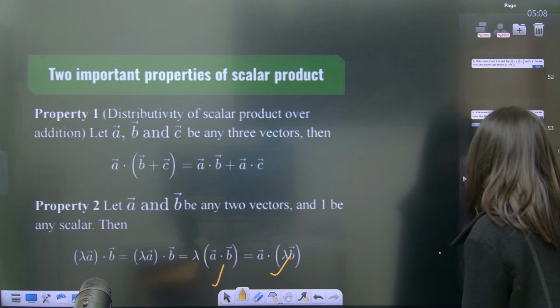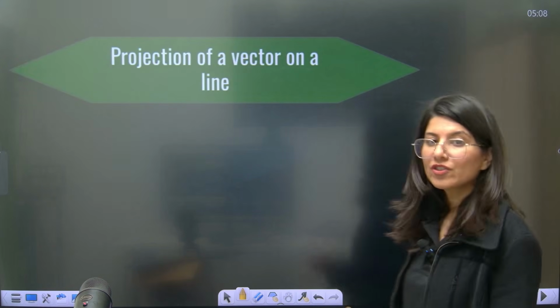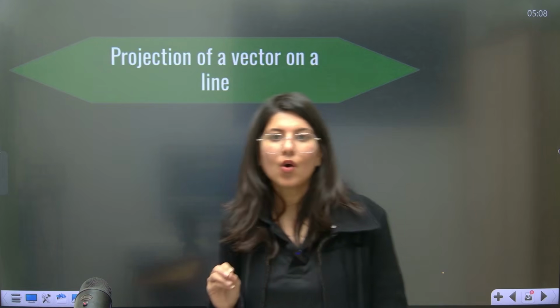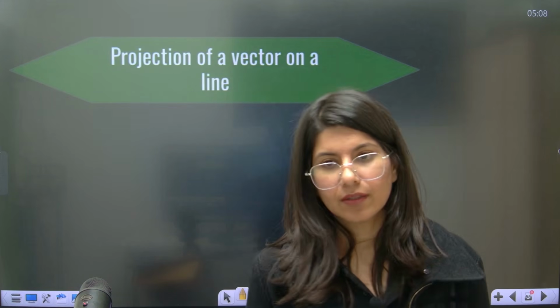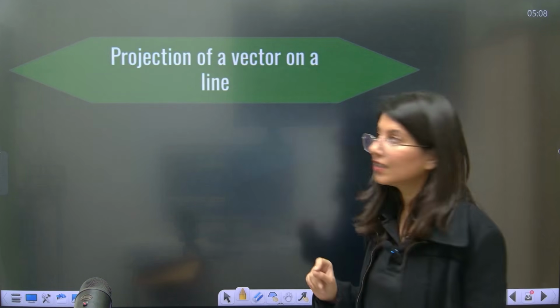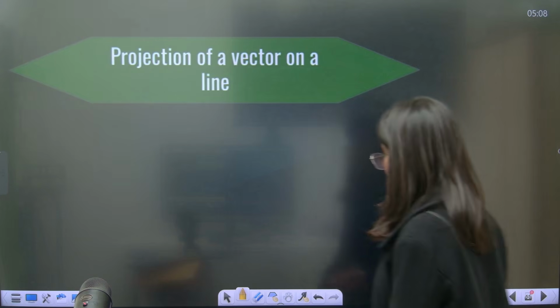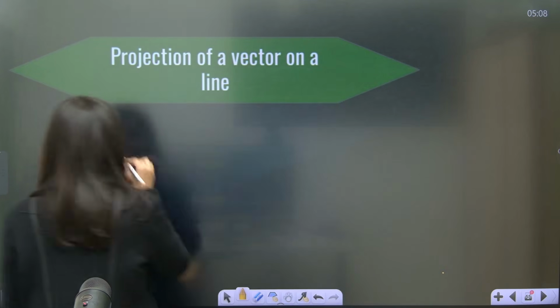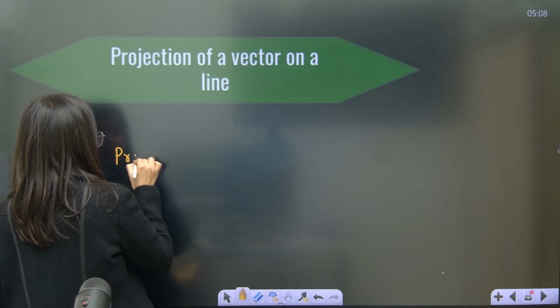Now, one more important topic, which is projection of a vector on a line. Projection of a vector on a line. So, let me just give you the direct formula. So, projection of a vector.